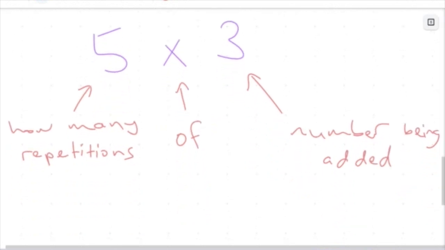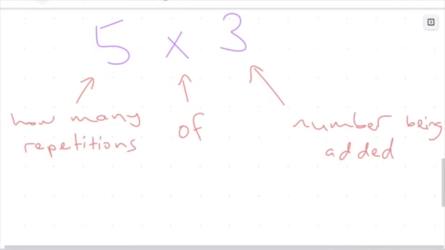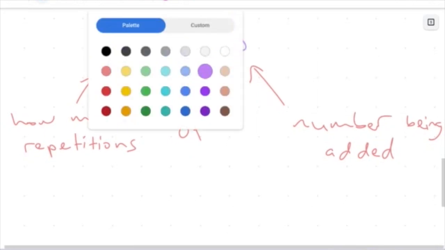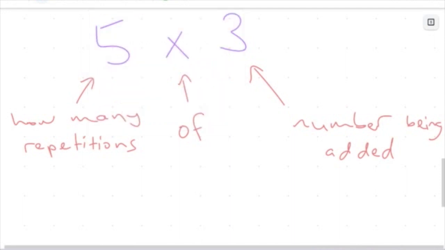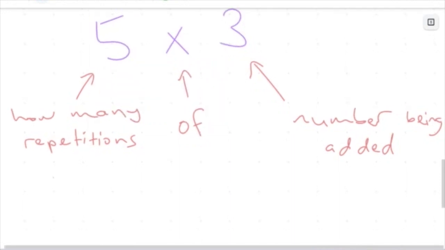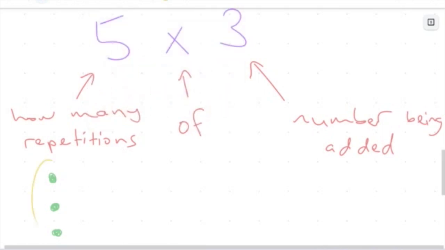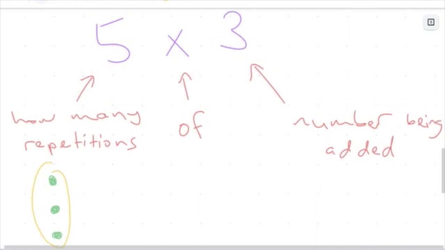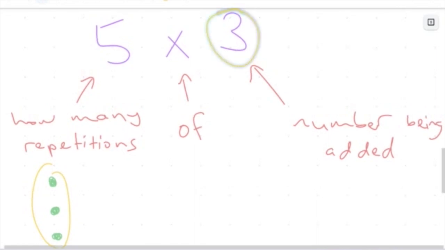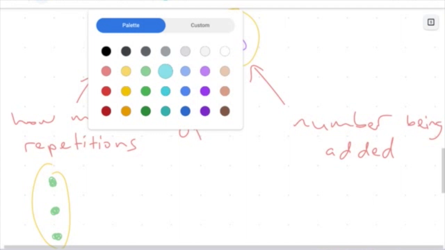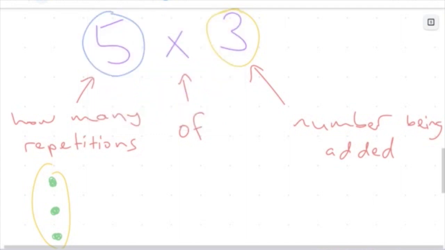So I can actually draw this. I can visualize this. I'm saying 5 groups of 3. So let me draw, I'll write my 3 counters here. So my 3 sort of little green circles. This is, let's color coordinate this actually. This thing here is my 3 from here. This is the number being added, and it's being added 5 times.